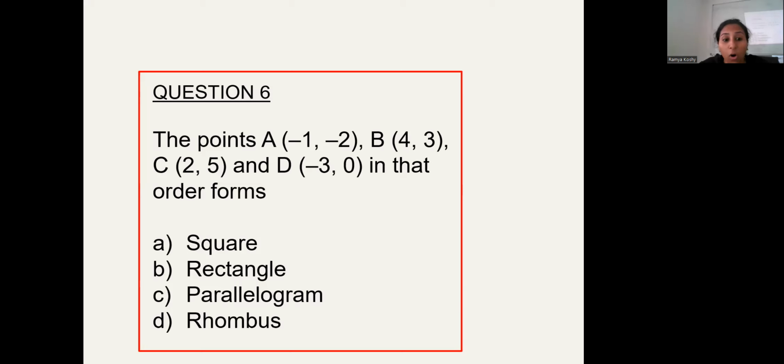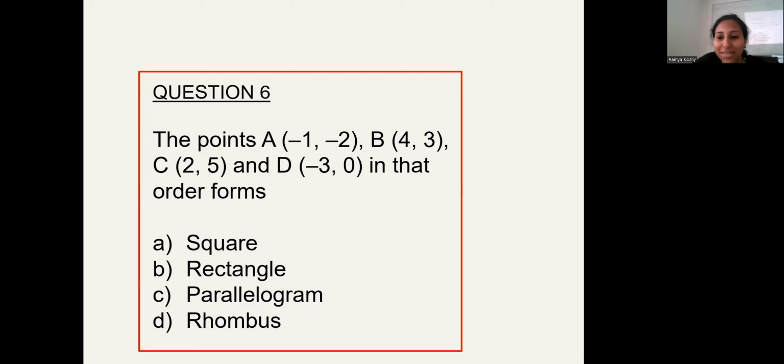See, all options are parallelograms, no? Square is a parallelogram. Rectangle is a parallelogram. Option C is a parallelogram. Option D is a rhombus. So we know it should be a parallelogram. So is there any use for checking that? Midpoint of diagonals, if you find it's the same, it will tell you it's a parallelogram. All the options are parallelograms, so there's no use of that.